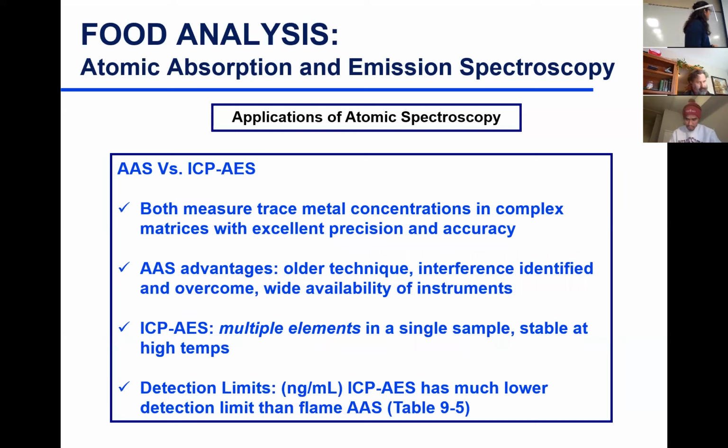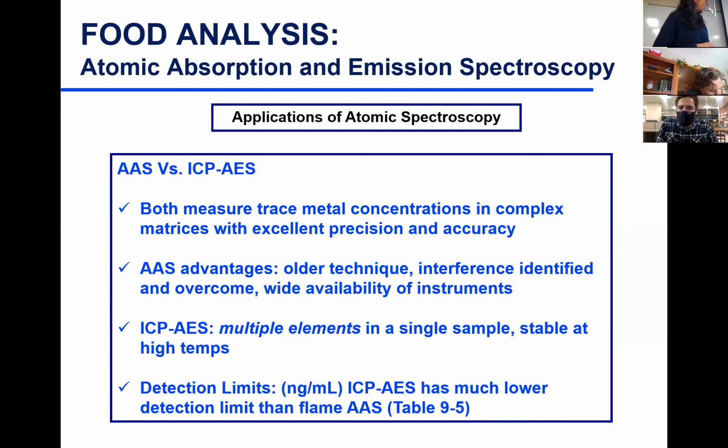Lastly here, if we want to compare atomic absorption spectroscopy to ICP, atomic emission spectroscopy, they both measure trace elements. We have excellent precision and accuracy in both. However, the advantages of atomic absorption spectroscopy is that it is an older unit and well understood. There's a lot of research done using it. There's wide availability of instruments and it's cheaper than ICP. However, the advantages of ICP: you can measure multiple elements at the same time. You don't change lamps, you get simultaneous measurements of your samples, and you do have high stability of your elements at high temperature.